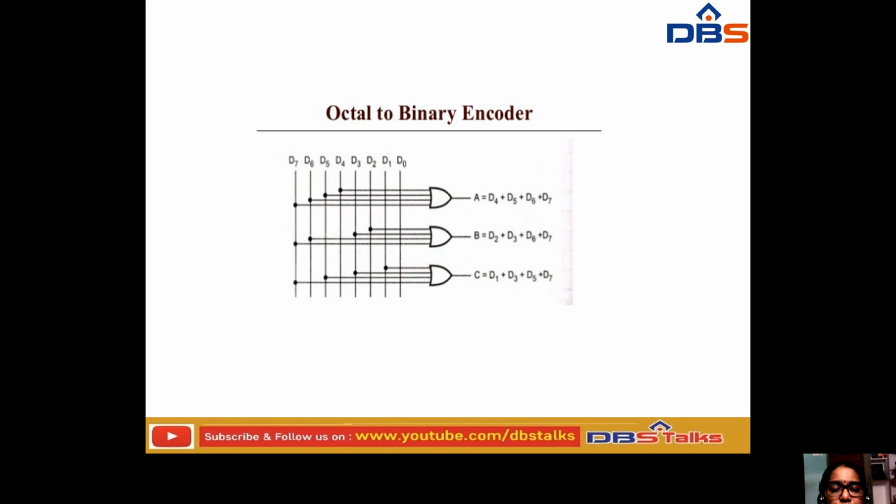See, this is the diagram of the octal to binary encoder, with inputs D0 to D7. After D0 to D7, we are having this possible number of outputs. From that we are taking the OR gate. Here for A, D4, D5, D6, D7 we have taken, for B, D2, D3, D6, D7 we have taken, and for C, D1, D3, D5, D7 we have taken. Okay.